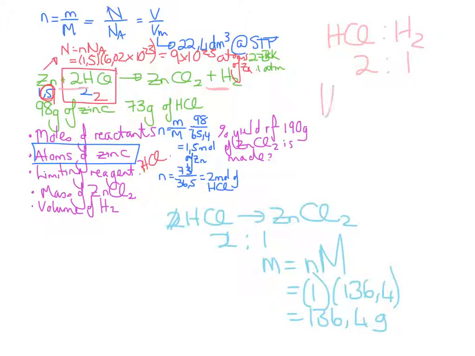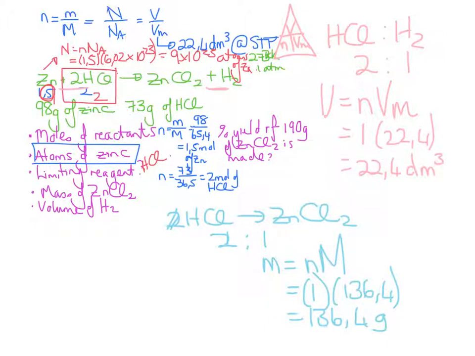The question is volume. Volume is going to be equal to number of moles times molar volume. I use this equation here. If you need to draw a triangle, let's just draw one quickly. Volume's at the top, number of moles and molar volume are at the bottom. I'm going to go 1 times 22,4, and I land up with 22,4 decimeters cubed being made.